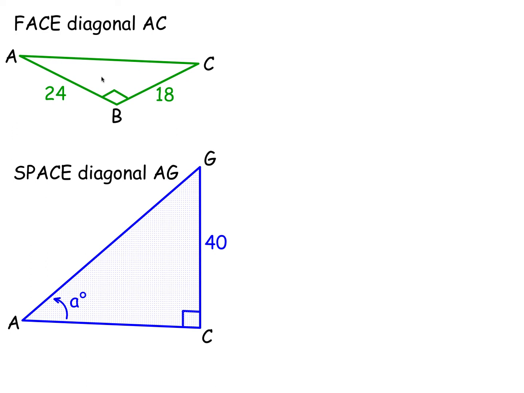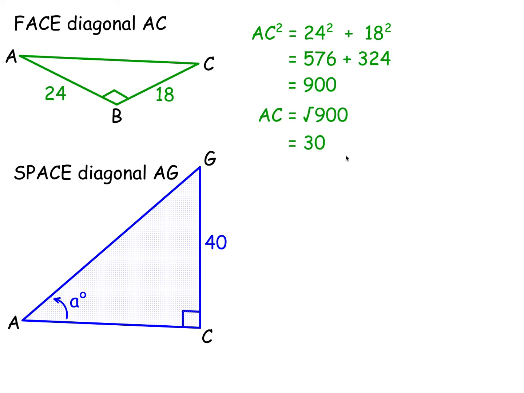AC squared is 24 squared plus 18 squared. 24 24s and 18 18s. Follow it through. It comes out in this case exactly 30. Of course, it wouldn't usually be an exact answer. And that AC is 30 on the blue triangle.